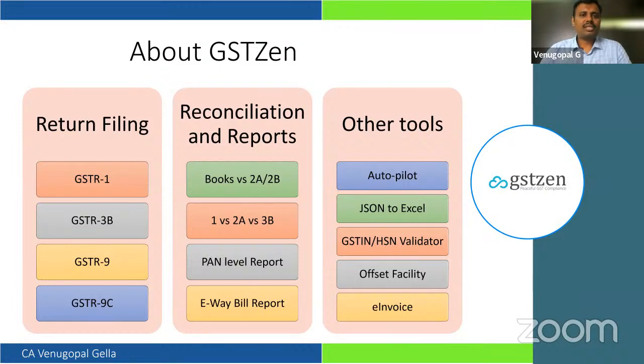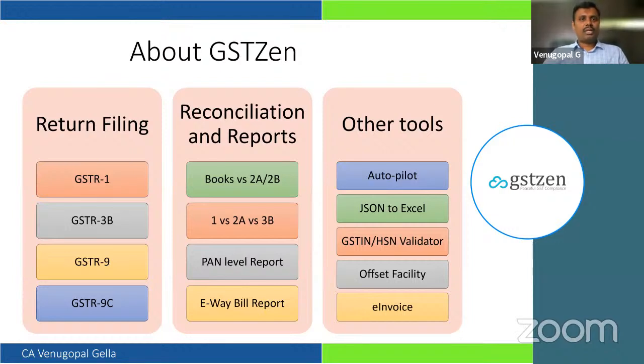We as financial professionals always look at data in Excel. All these reconciliation reports, which are books versus 2A or 2B, GSTR1 versus 2 versus 3B, there is a consolidated report. The most favorable report of the users is the GSTR1, 2A, 3B consolidated report, which is compared with various forms. Like GSTR1 is compared with the books, 2A is compared with books, and 3B is compared with 1 and 2A. So multi-level reconciliation is there. This is called the consolidated report, which is the most popularly used report.